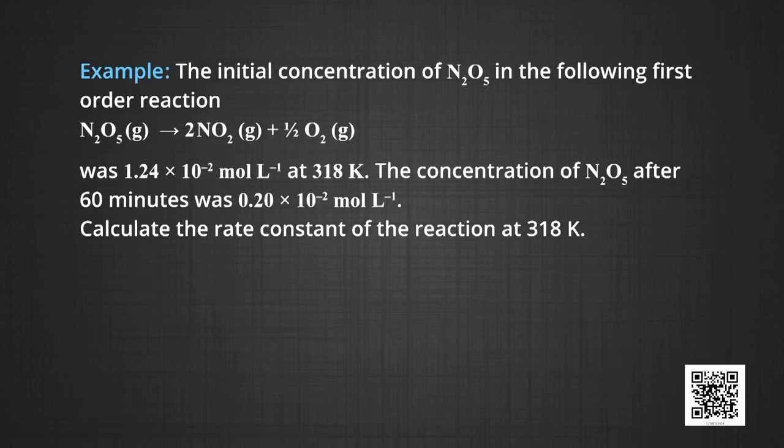Now, a numerical problem in front of you. The initial concentration of N2O5 in the following first order reaction, N2O5 in the gaseous state gives 2NO2 in the gaseous state plus half O2 again in the gaseous state, was 1.24 into 10 raised to power minus 2 moles per liter at 318 Kelvin. The concentration of N2O5 after 60 minutes was 0.20 into 10 raised to power minus 2 moles per liter. Calculate the rate constant of the reaction at 318 Kelvin. Now, let's solve this problem.